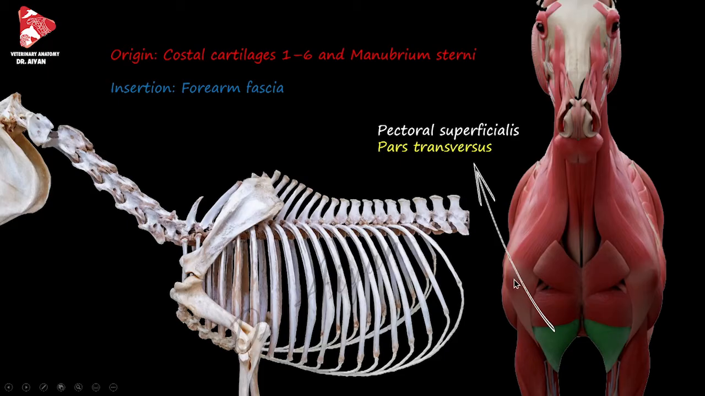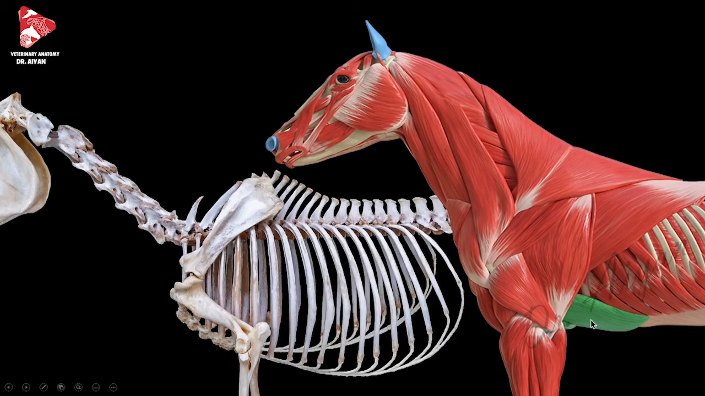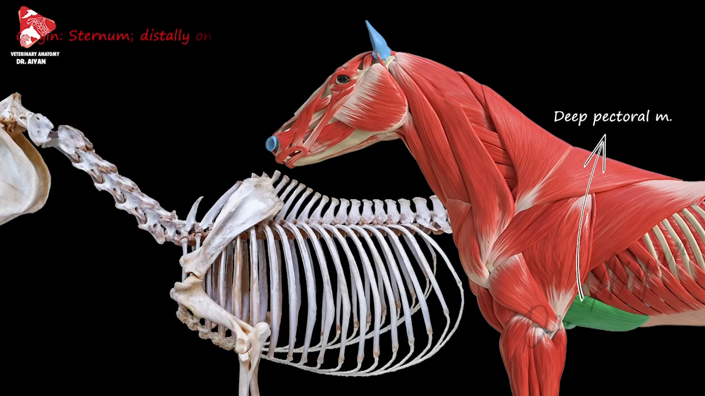Let's move now to the deep pectoral muscle. This is the deep pectoral muscle. The deep pectoral muscle originates from the sternum, from the complete sternum, and from the distal ends of the ribs number 4 to 9, and inserts to the major and minor tubercles of the humerus.